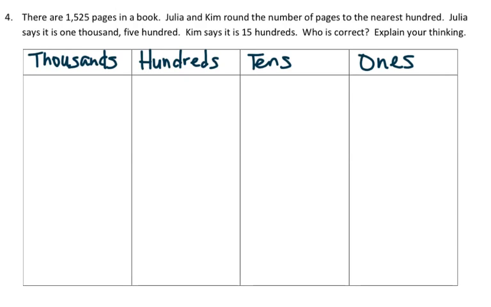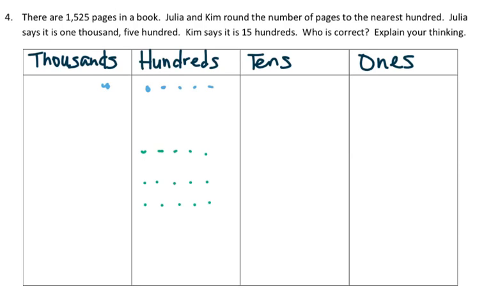Well, let me go ahead and do, Julia says it's 1,500. 2, 3, 4, 5. Well, Kim says it's 15 hundreds. So let me show you what happens here. 1, 2, 3, 4, 5, 6, 7, 8, 9, 10, 11, 12, 13, 14, 15. So Julia's is in the light blue and Kim is in the green.